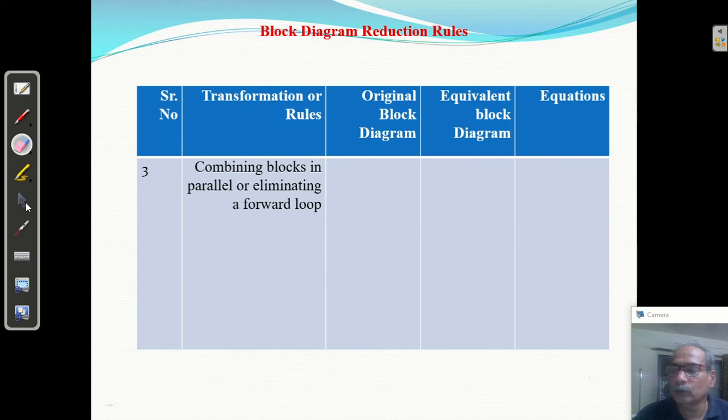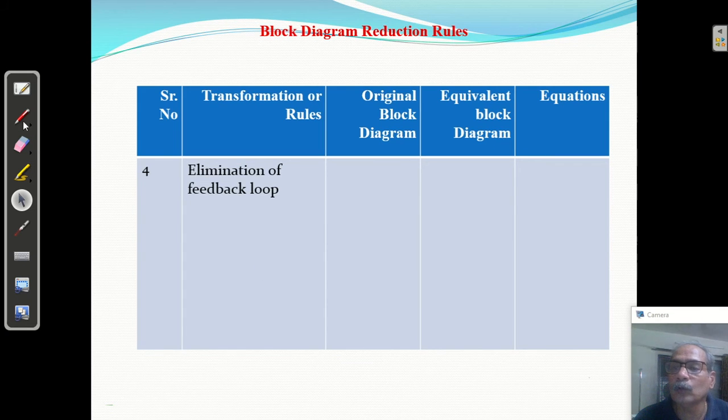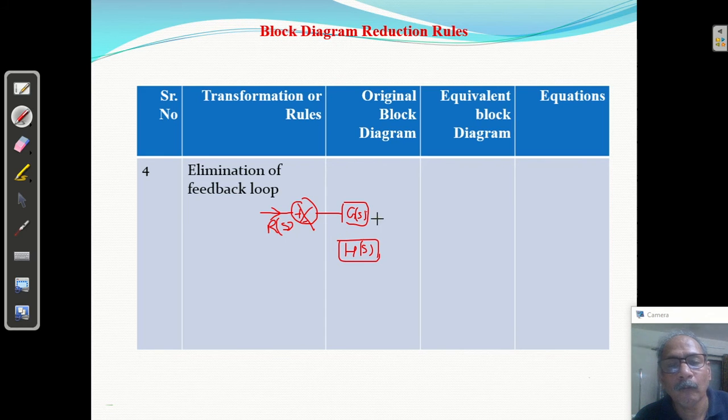Next part I am going to discuss, that is the fourth rule I have. Elimination of feedback loop. We know it is the original diagram we have. This is the G of S. This is H of S. Suppose it is minus. This is R of S. This is C of S. We have taken the feedback here and this is connected here.